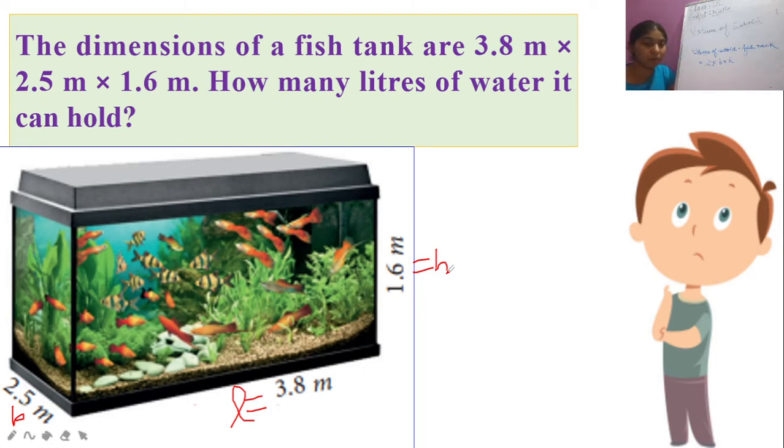So students, remember, we have to first check all the units. We can see here it is in meters, here also in meters, and here also the units are in meters. So all units are equal, right? So we will multiply all the values we have, that is 3.8 into 2.5 into 1.6. Students, do it and you will get the answer in meter cube. Remember students, we use cubic units for volume. Multiply and write your answer in the comment box.